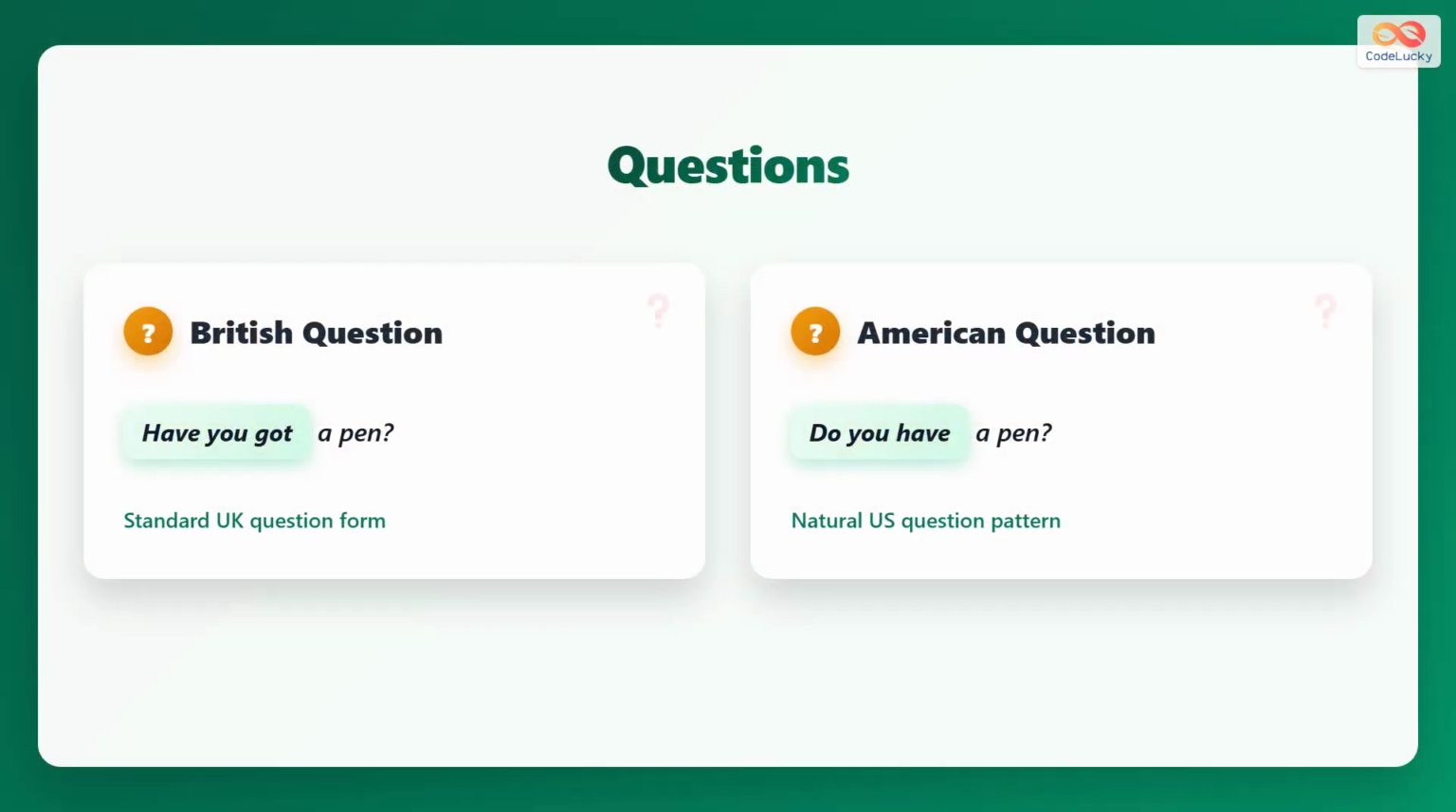When asking questions, British speakers ask, have you got a pen? This is the standard UK question form. American speakers ask, do you have a pen? This is the natural US question pattern. Again, both are asking the same thing, but the grammar structure is different. British English uses have you got, while American English uses do you have.